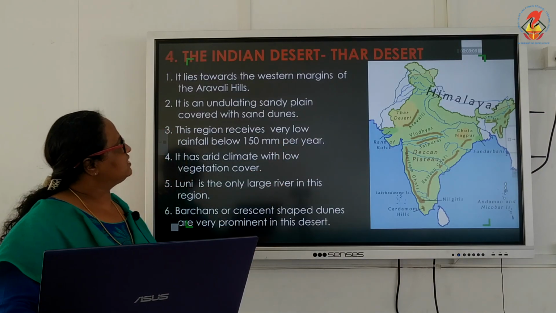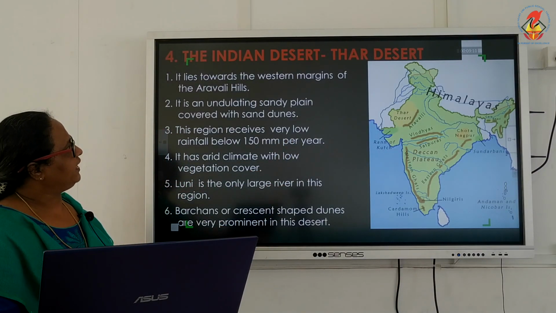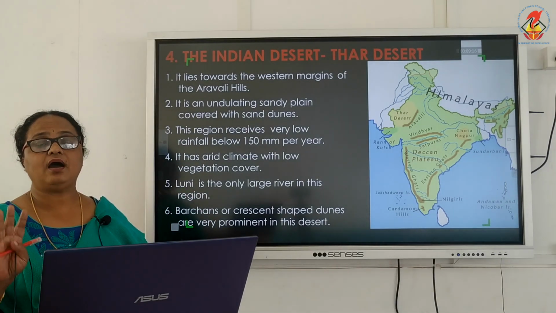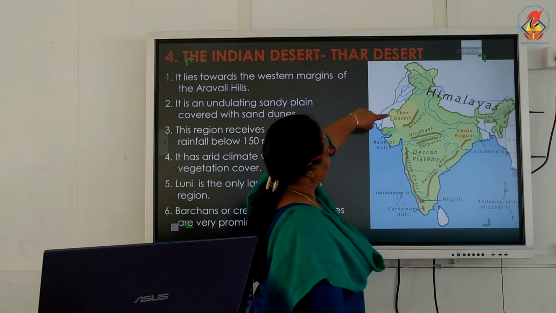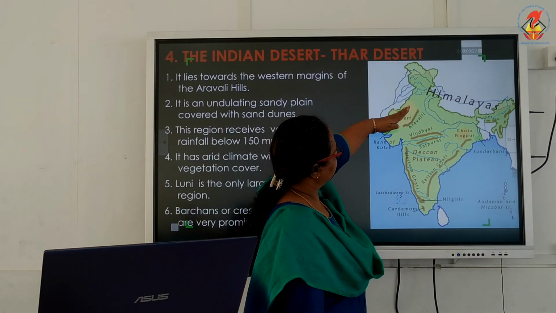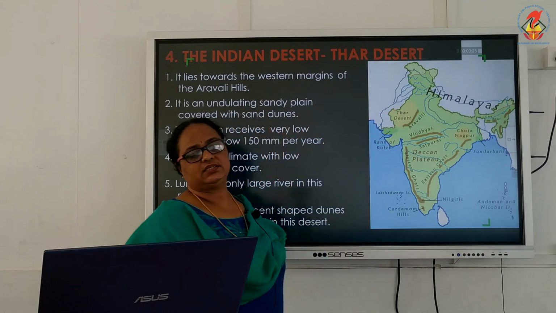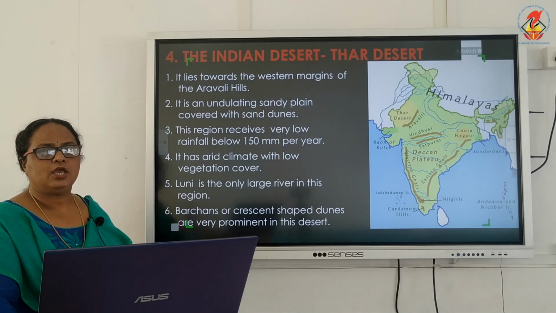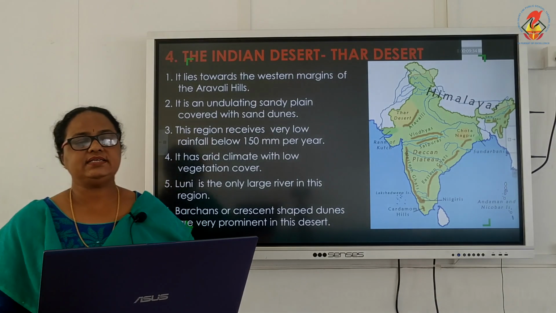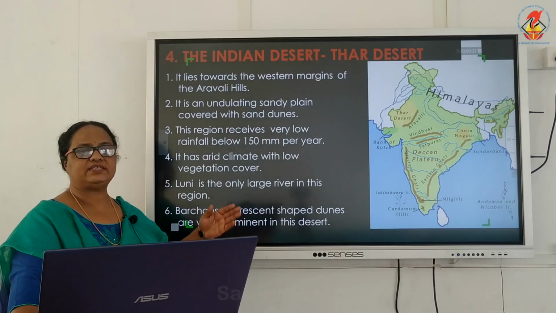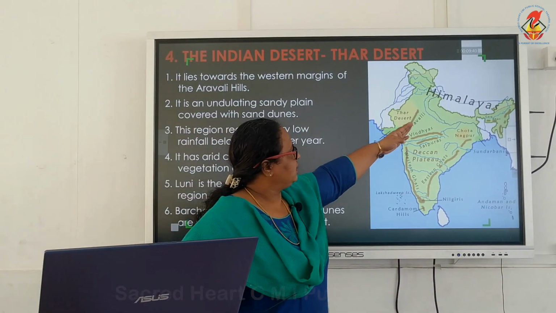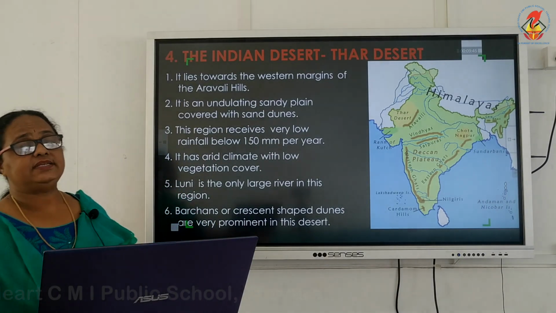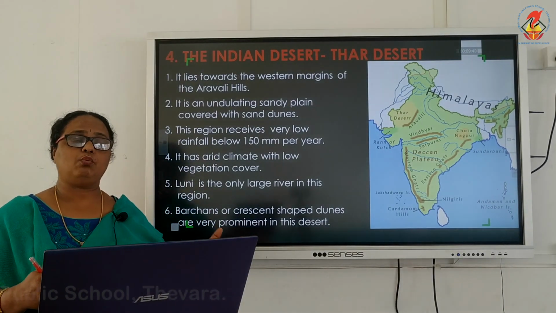Now let us go to the next physiographic division, that is the Indian Desert. The Indian Desert is also known as the Thar Desert. You can see the Thar Desert, this part above the Aravalli. This is the Rajasthan region. That is the main Indian desert, also known as the Thar Desert. It lies towards the western margin of the Aravalli range, the western part of the Aravalli range, and it is an undulating sandy plain covered with sand dunes.